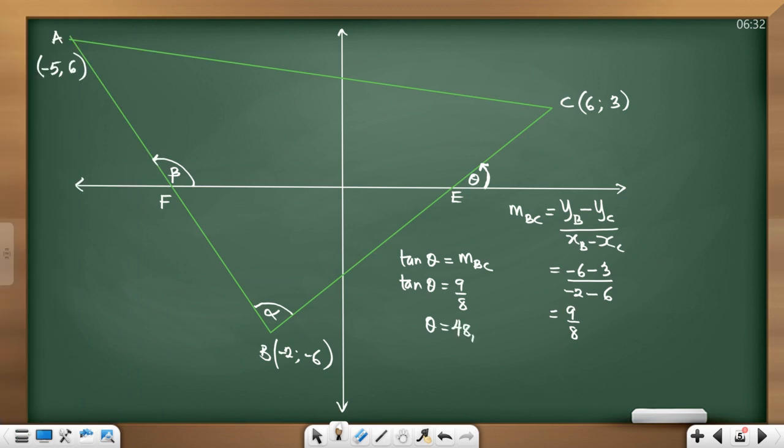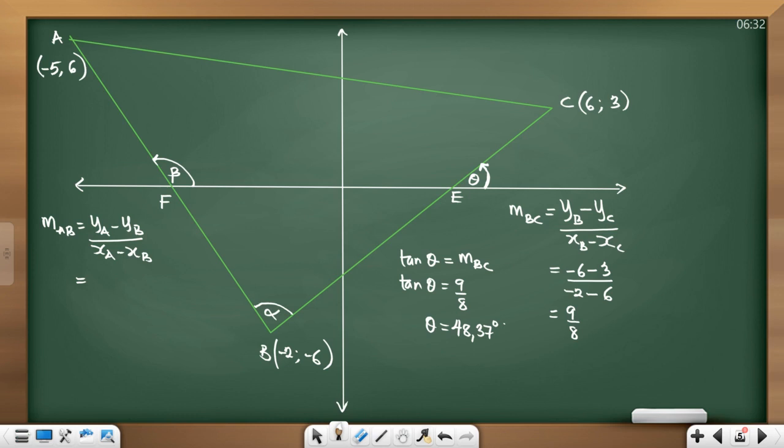48,37 degrees. Beautiful. All right, 48,37 degrees. Sweet. Let's quickly calculate the one on the left. Gradient of AB, YA minus YB. Just make it simpler. XA. All right, we should have an expectation. We are going to get a negative gradient this time around.